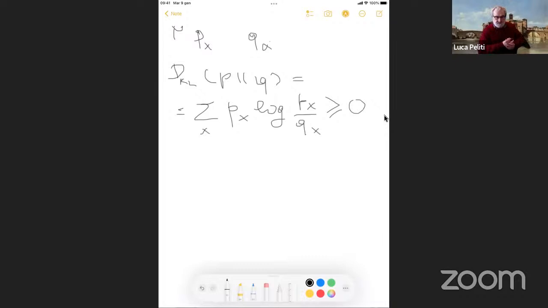For instance, one of the things that you can do is this: we have introduced before the mutual information between two random variables, say X and Y. And this can be expressed in terms of this DKL. It's the DKL of the joint probability distribution of X and Y and the product of the marginal distributions.